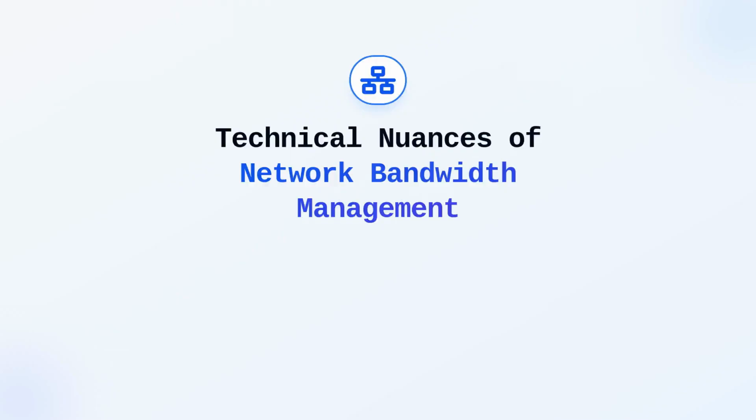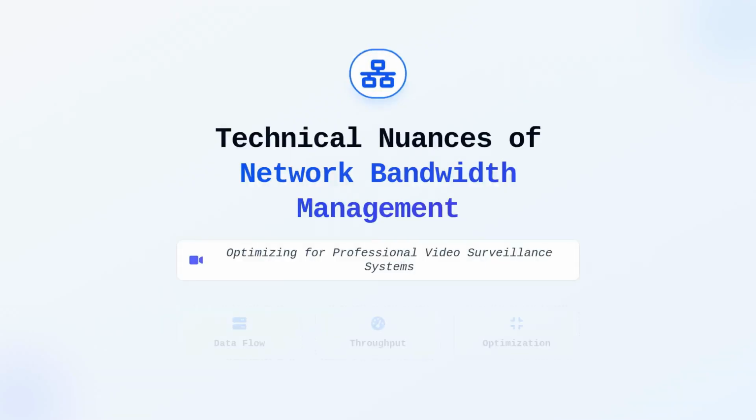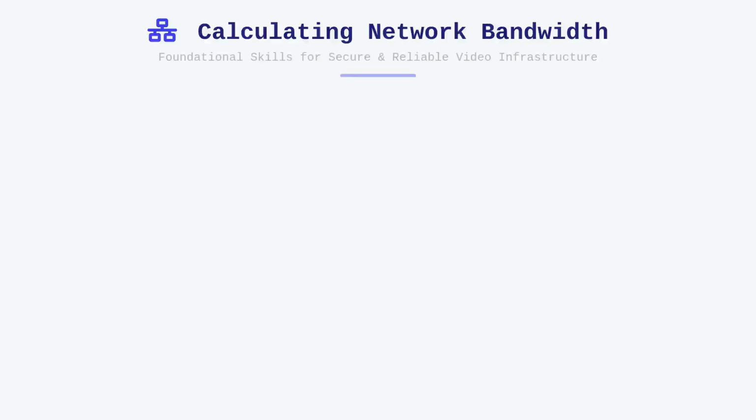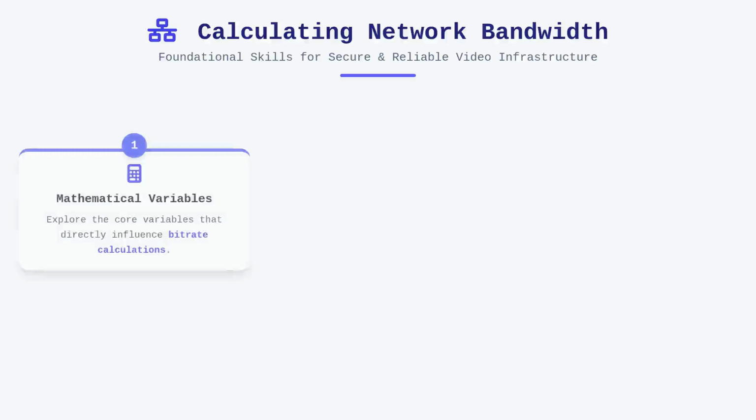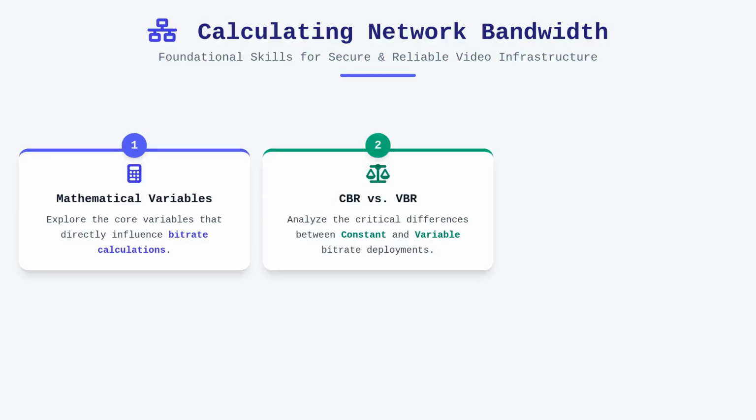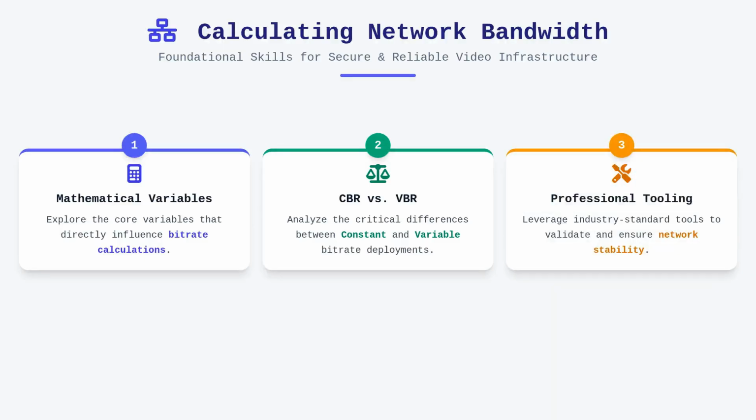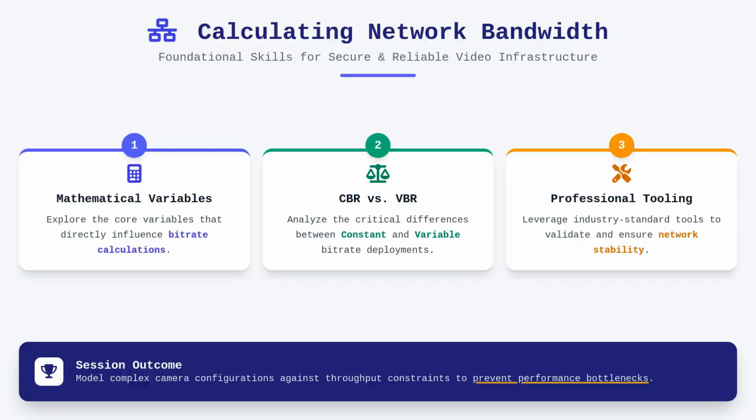Hello. Today we are diving into the technical nuances of network bandwidth management for video surveillance systems. Accurately calculating network bandwidth is a foundational skill for any professional architecting secure and reliable video infrastructures. We will explore the mathematical variables that influence bitrate, examine the difference between constant and variable bitrate deployments, and leverage professional tools to ensure network stability. By the end of this session, you will possess the ability to model complex camera configurations against existing network throughput constraints to prevent performance bottlenecks.